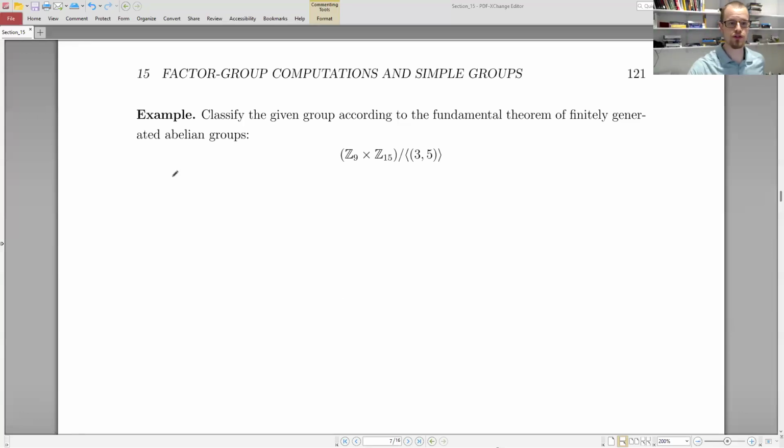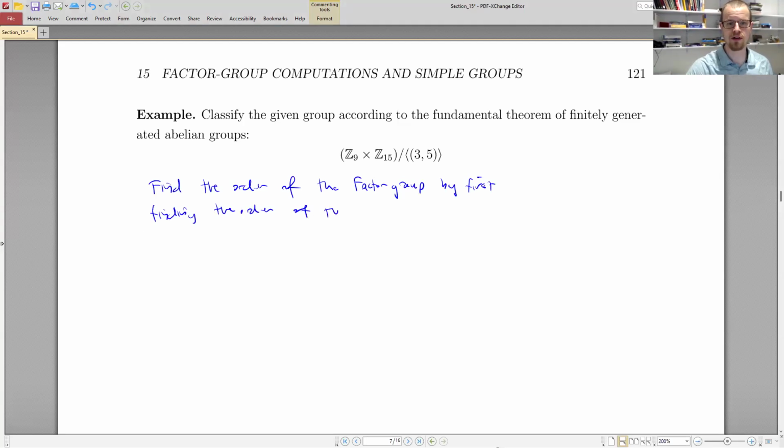In particular, what we're going to do is find the order of the factor group or quotient group by first finding the order of the normal subgroup. And the group itself, of course, right?